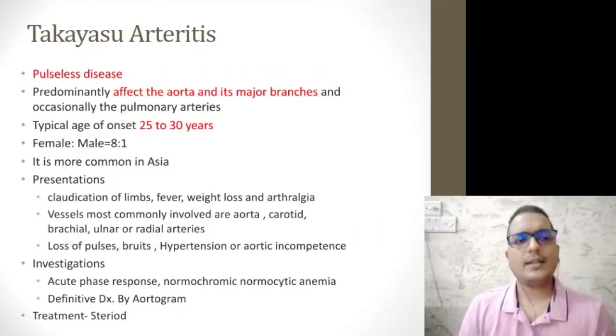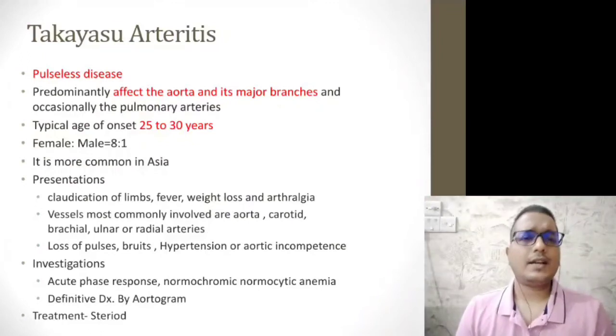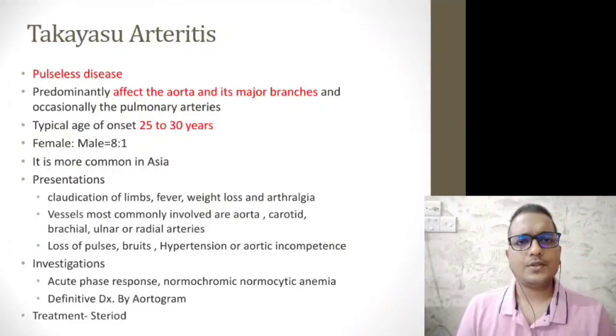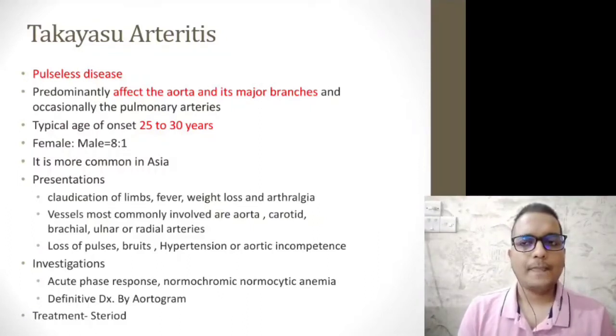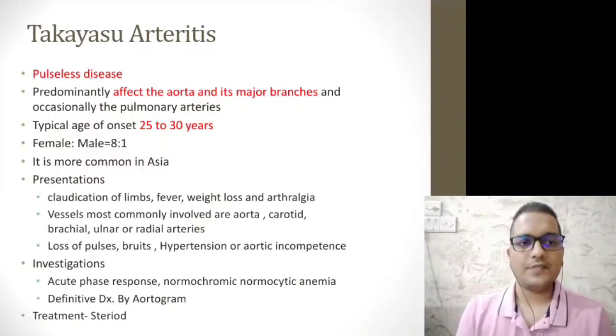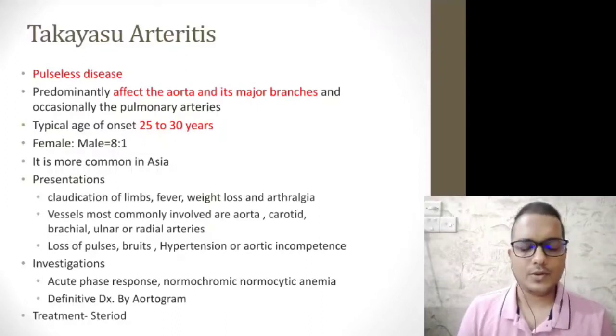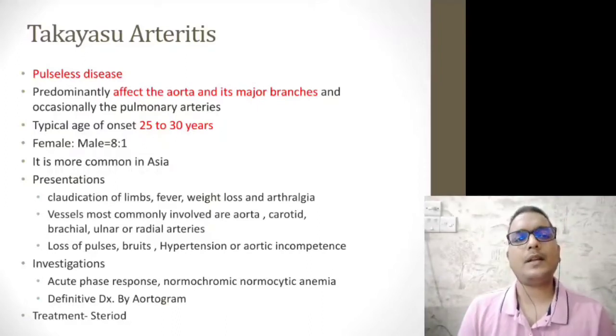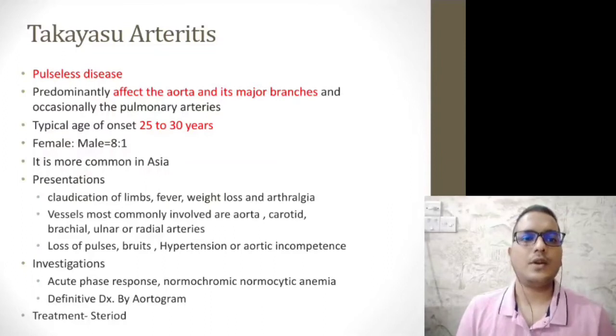In large vessel vasculitis, Takayasu arteritis is the first one. In Takayasu arteritis, there will be involvement of the aorta and its branches. If there is involvement of the large vessels, there will be less blood flow and the pulse will be lessened. As the pulse goes lower and lower, it becomes a pulseless disease. It is very important to understand that the pulseless disease is Takayasu arteritis.